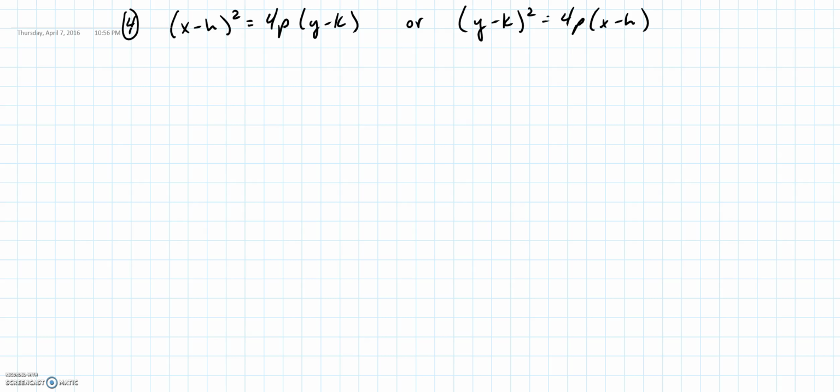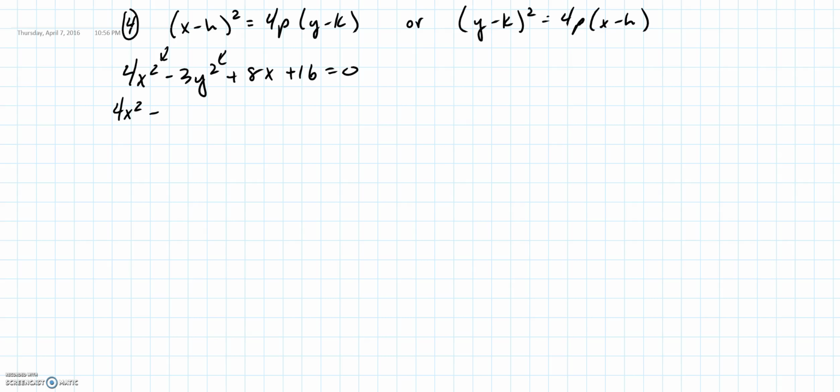Since it's a parabola, it's either going to be x minus h squared is equal to 4p times y minus k, or y minus k squared is equal to 4p times x minus h. So unfortunately though, the first one isn't even a parabola, and we know this because we have an equation in the form of 4x squared minus 3y squared plus 8x plus 16 is equal to 0. It can't be a parabola because we have two squared terms. So we're still going to put it in standard form by completing the square.